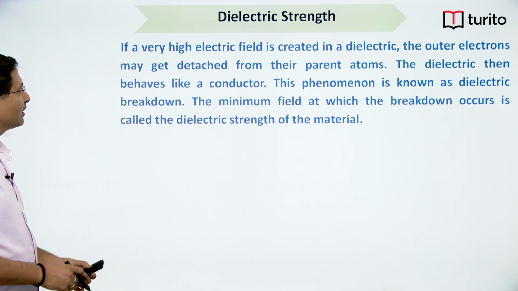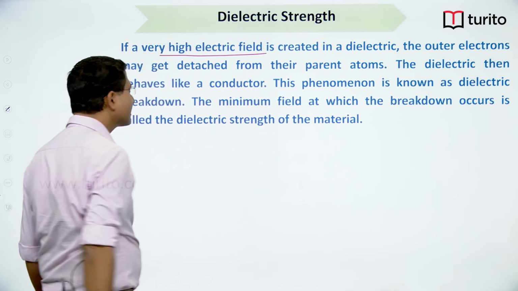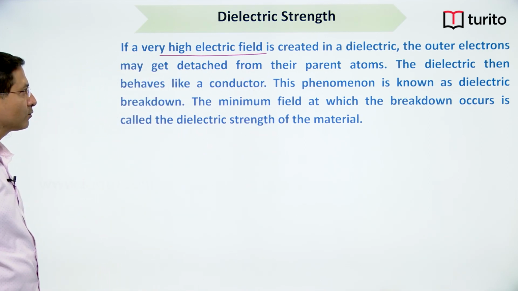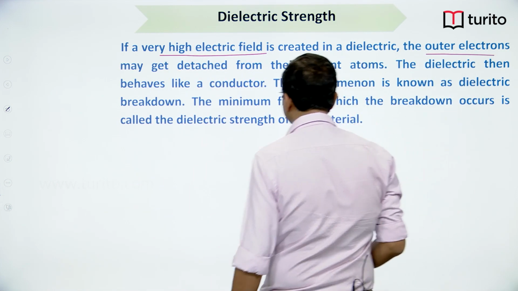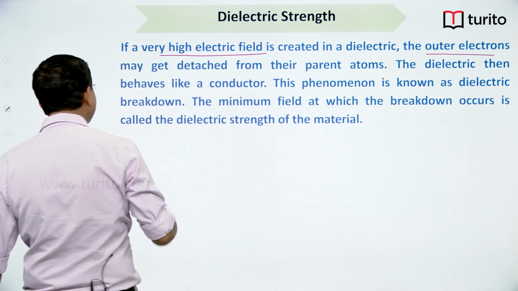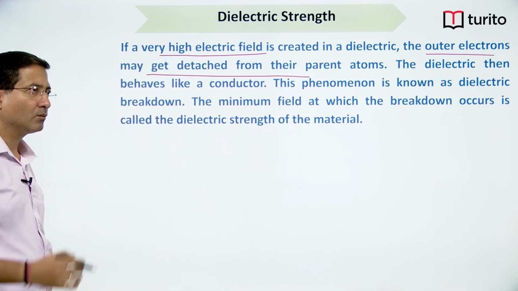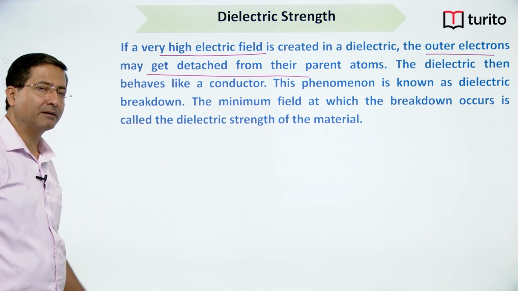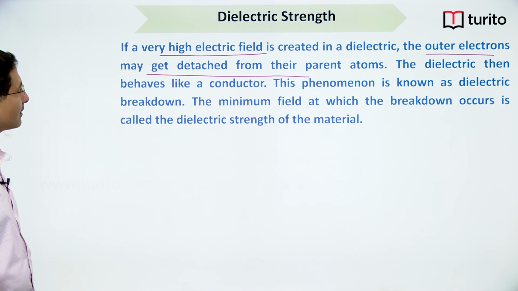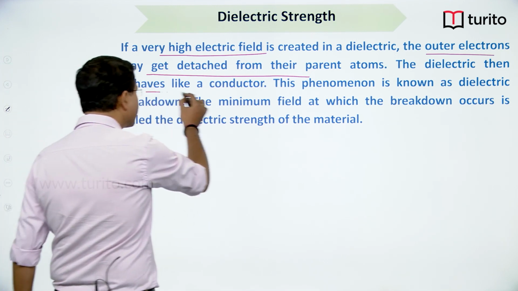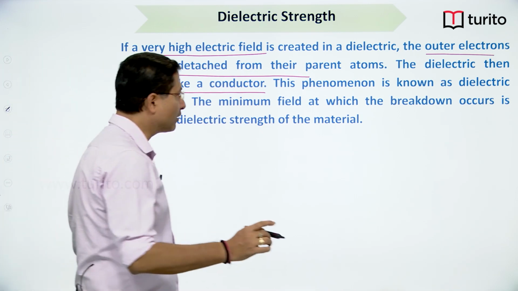You can read that if a very high electric field is applied, what happens? The outer shell electrons start experiencing force and may get detached from their parent atom, right. When electrons get detached from their parent atom, they can easily roam inside the material and the material starts behaving as a conductor, right. This phenomenon is known as dielectric breakdown.